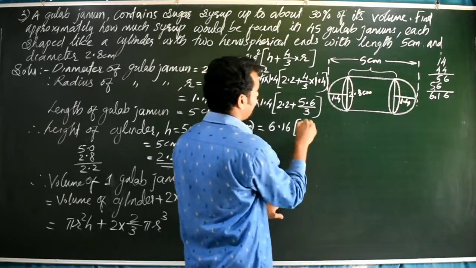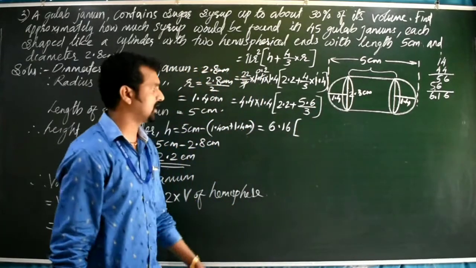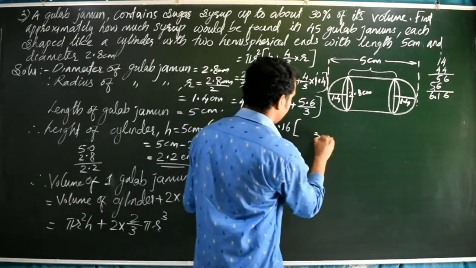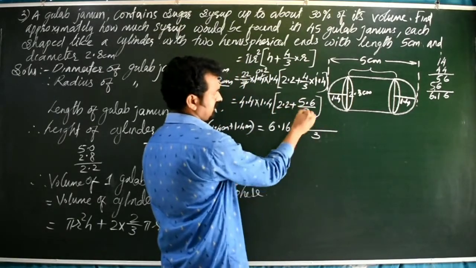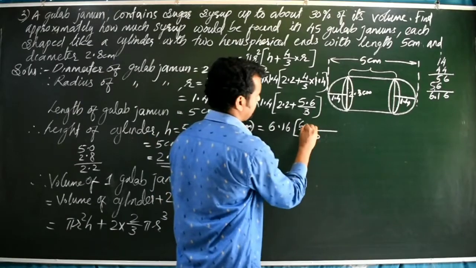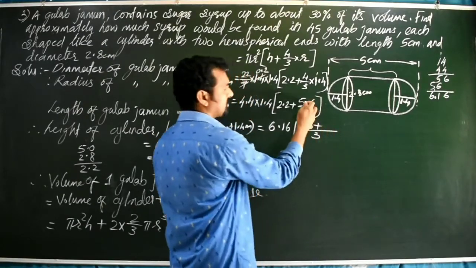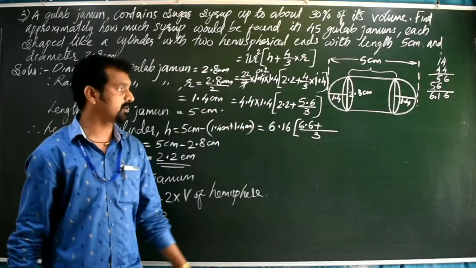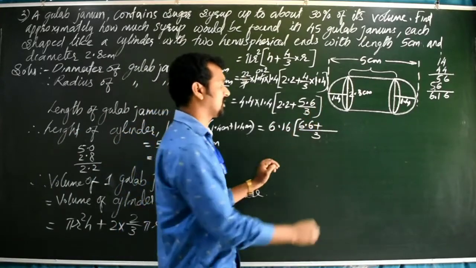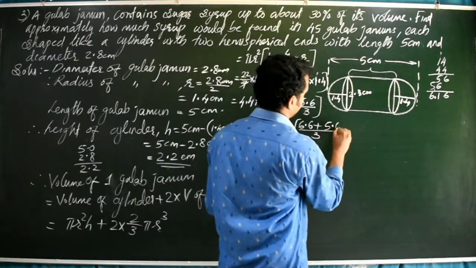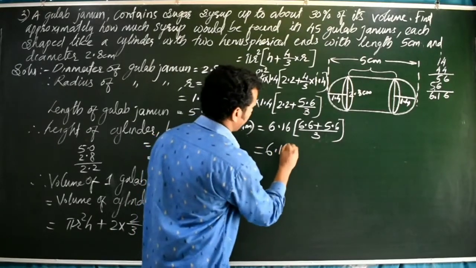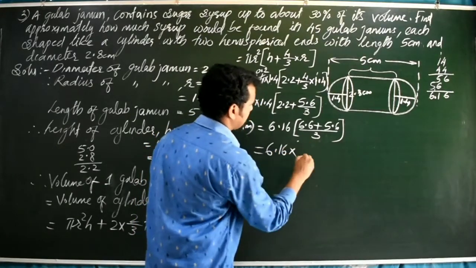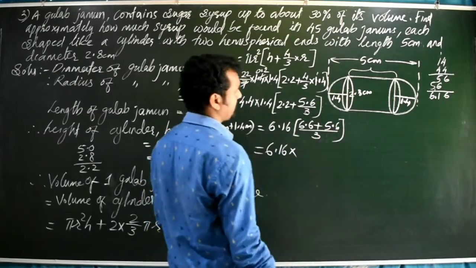6.16 into, inside the bracket we have to take the LCM. What is the LCM? 3. Then numerator 2.2 into 3: 3 2s are 6, so 6.6 will come. Plus the second number into the LCM: 5.6 divided by 3 into 3, the 3s cancel, so 5.6 will come. That is equal to 6.16 into 6.6 plus 5.6.